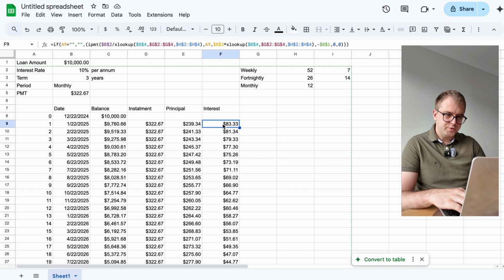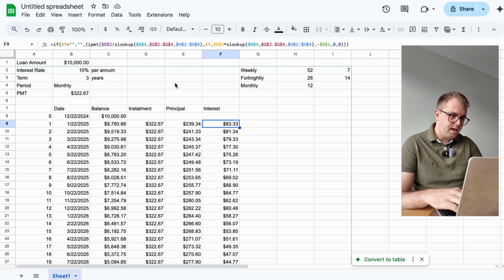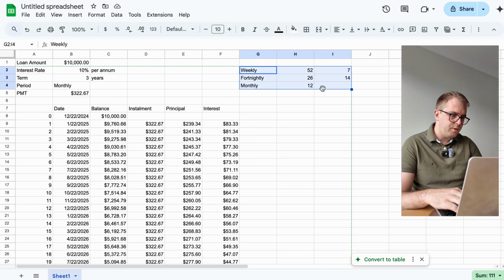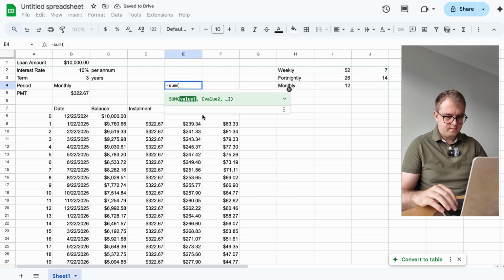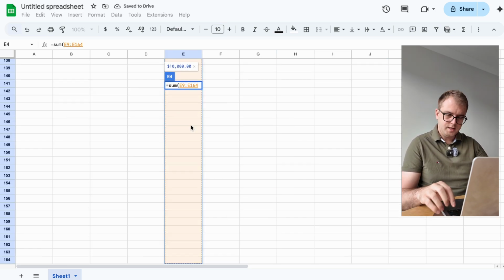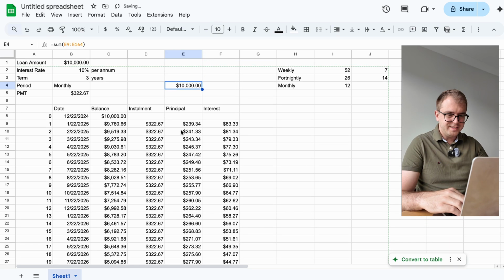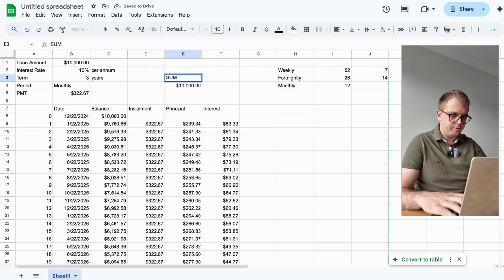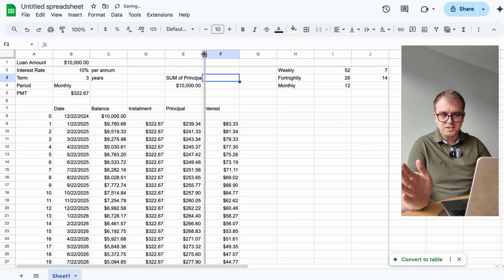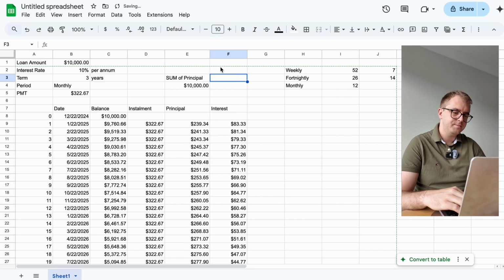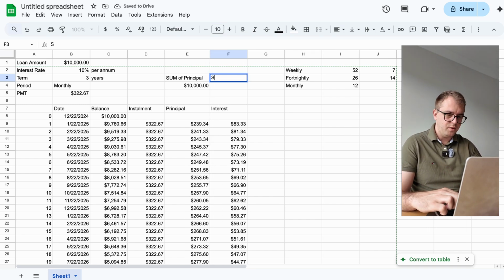Now we need to work out the interest. So let's just first of all have a look at whether our amounts change. So equals sum of this column. Oh, yep, that works. So what we can see is that the sum of principal is $10,000 because we're repaying the entire principal of the contract. Now what we need to look at is the sum of interest.